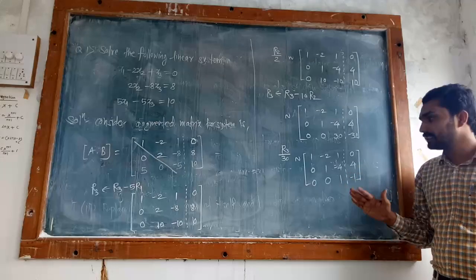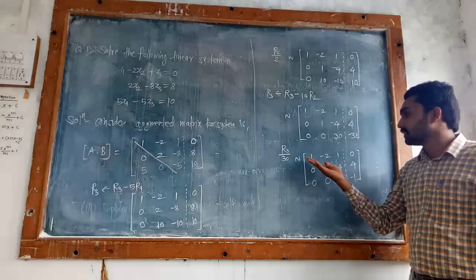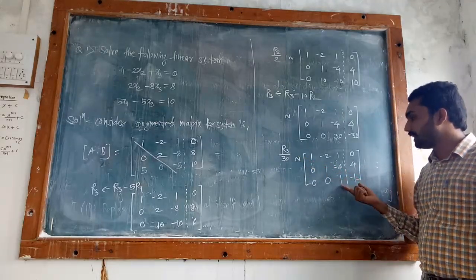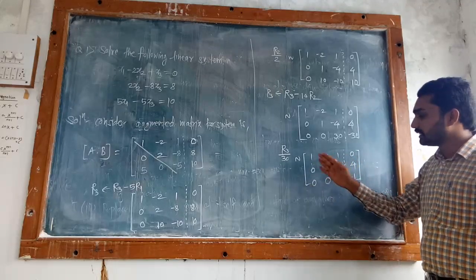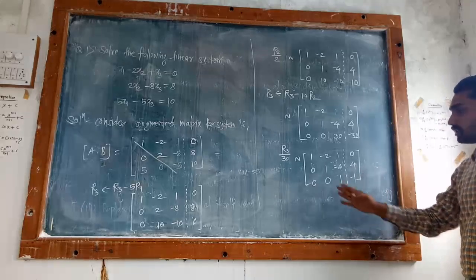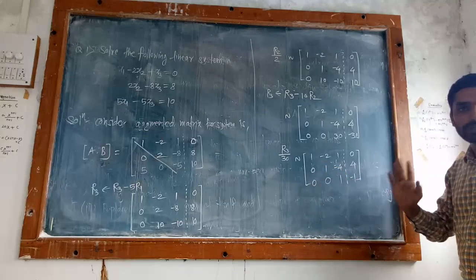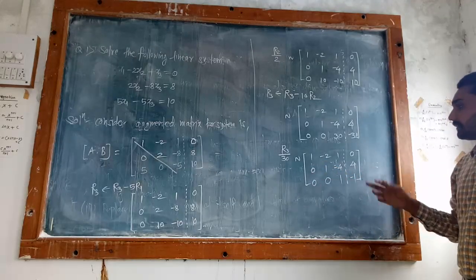So your goal is complete. What is your goal? We have to make all the diagonal elements 1, and below that diagonal all elements we have to make 0. So all three elements are 0. So our goal is complete. So what is the next step?